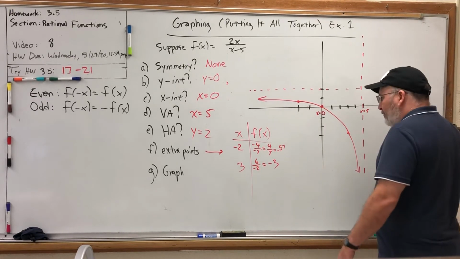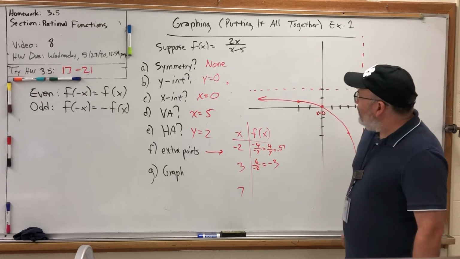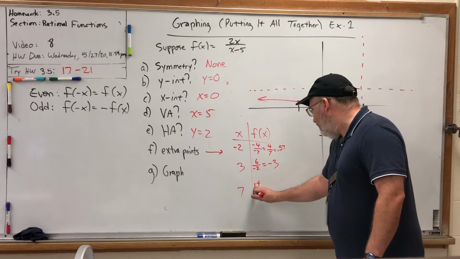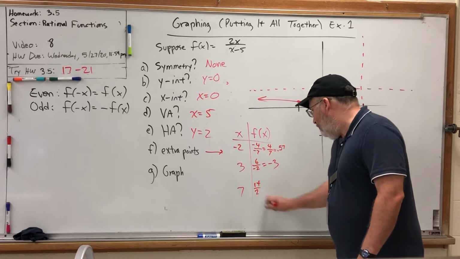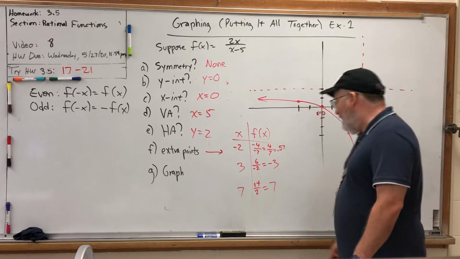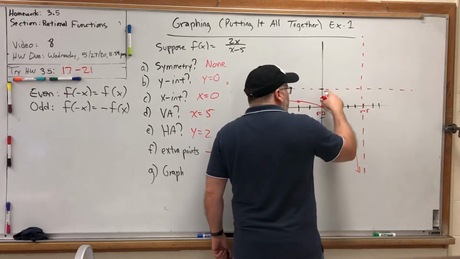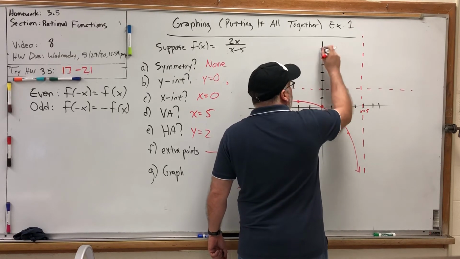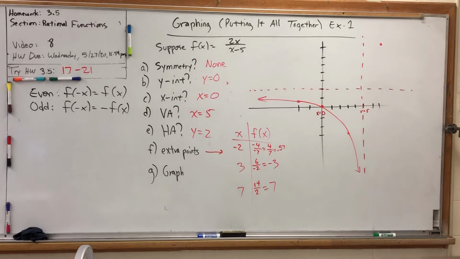So let's pick something on the right side of 5. I think I said 7. If I put 7 on top, 2 times 7 is 14. And if I put 7 on the bottom, 7 minus 5 is 2. 14 divided by 2 is 7. Hey, I put in 7, got out 7. So over 7 and up 1, 2, 3, 4, 5, 6, 7. Dot here. That's not much to go on, but it's enough.